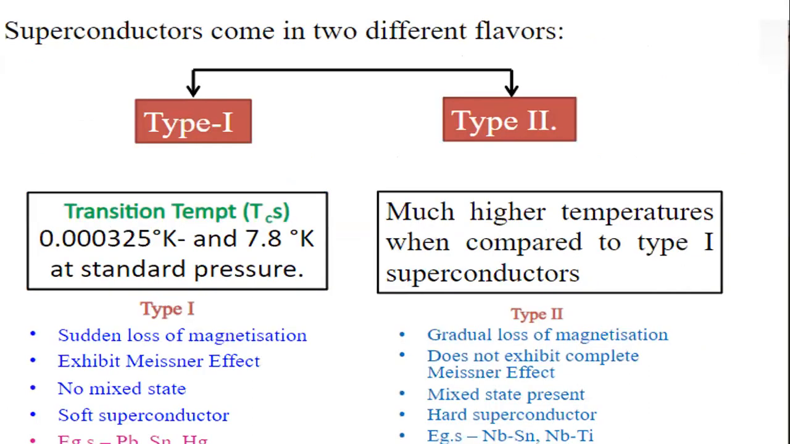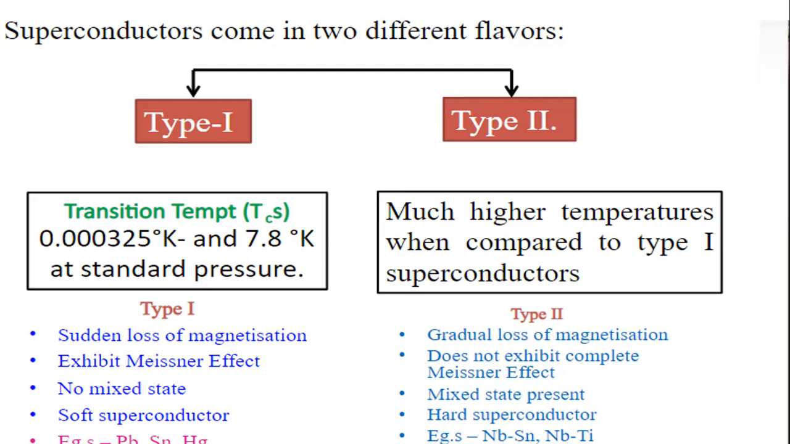So how many types of superconductors are there? There are two types of superconductors, which are very important: type 1 superconductors and type 2 superconductors. When I say type 1 superconductor, you can see the temperature range lies between approximately 0.000325 Kelvin to 7.8 Kelvin at standard pressure. This is the transition temperature, where transition means changing state, the temperature at which the material changes its state.